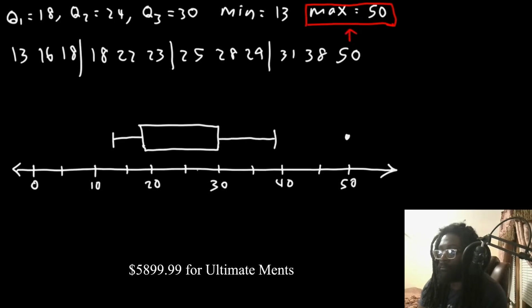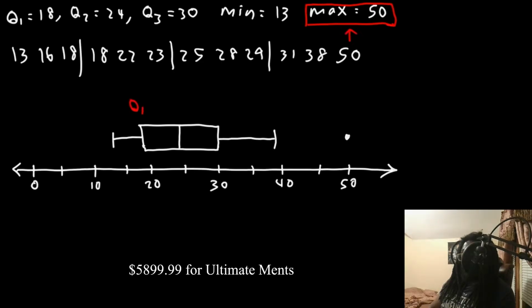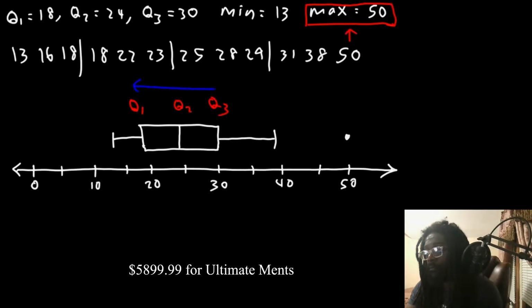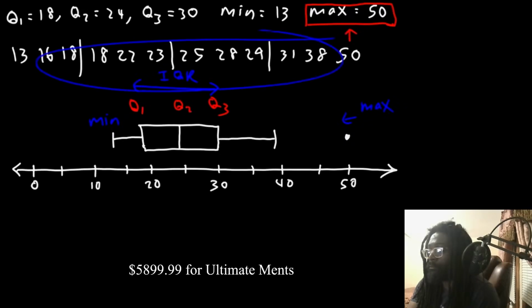Now, Q1 is 18, Q3 is 30, but we also need to write where Q2 is. Q2 is 24, which will be around the middle here. So this is Q1, that's 18, Q2, and Q3. The length of the box represents the interquartile range, which is 12. That's 30 minus 18. And so here is the minimum, and this is the maximum, which is the outlier. But that's how you can construct a box and whisker plot given a data set.